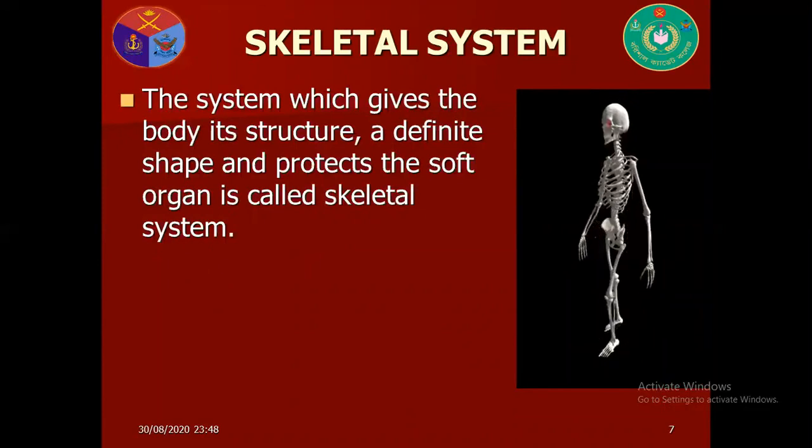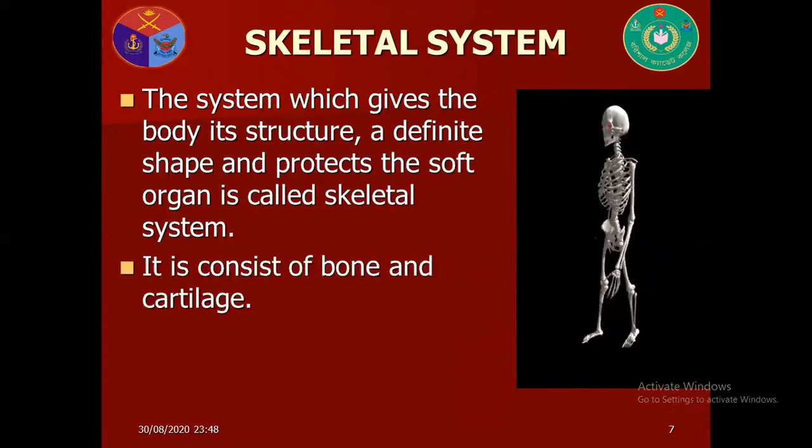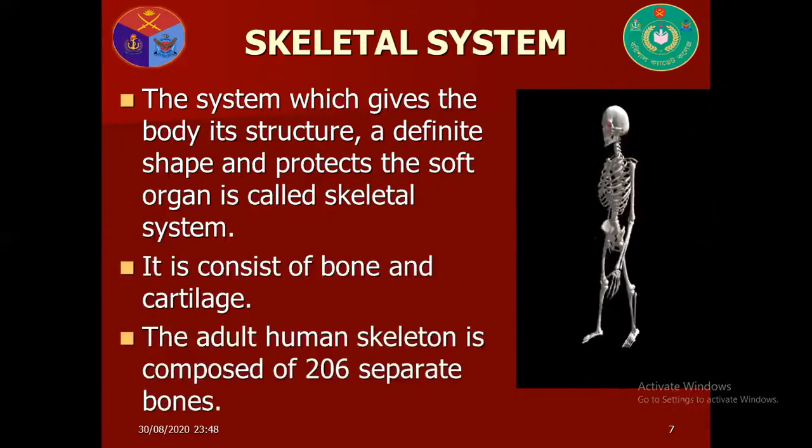Now, what is the skeletal system? The system which gives the body a structure, a definite shape, and protects the soft organs is called the skeletal system. This system consists of bone and cartilage. The adult human skeleton is composed of 206 separate bones. So, 206 bones are found in our body.